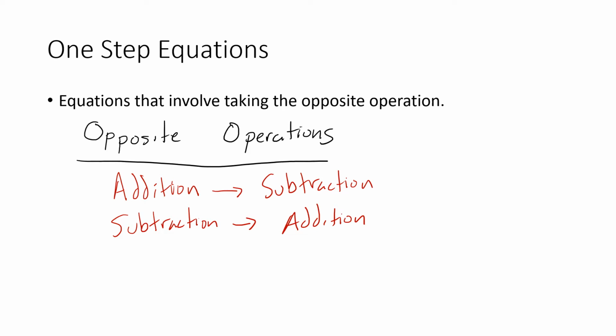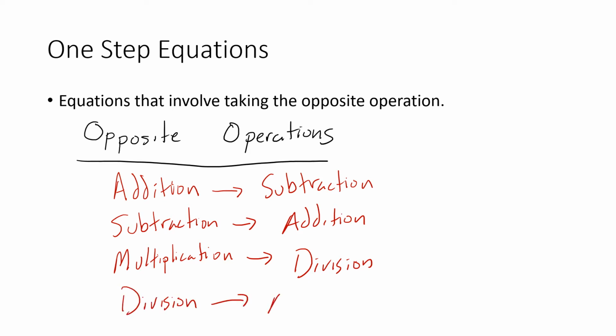The only other operations we're really going to work with is multiplication. And in order to undo something with multiplication, I will use division. And if I have division, then I will need to use multiplication to undo it.